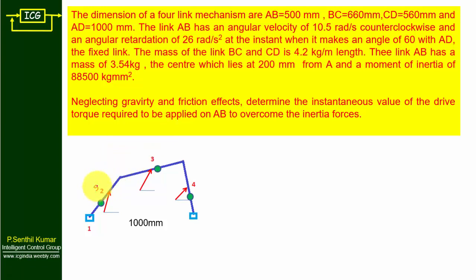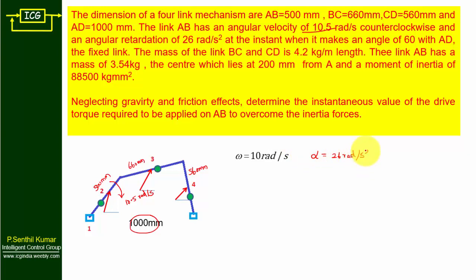AB 500 mm, BC 660 mm, CD 560 mm, and AD 1000 mm. The link AB has an angular velocity of 10.5 radian per second, and angular acceleration of 26 radian per second squared.